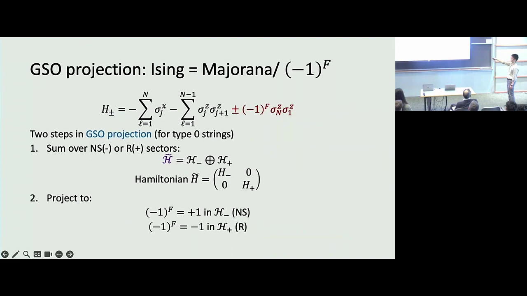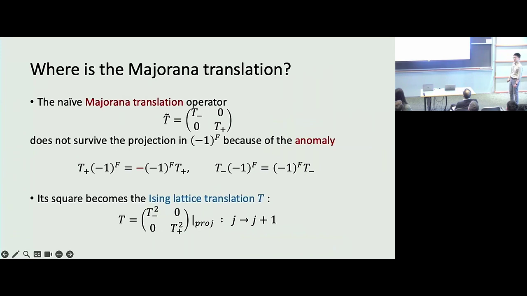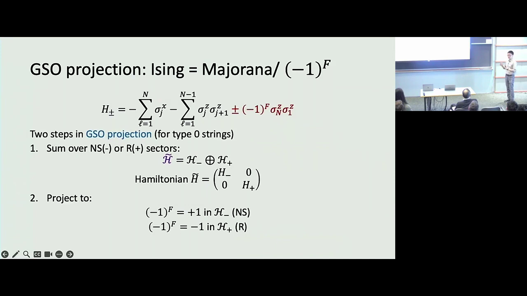If I'm in the Ramond sector, then I pick the plus sign here, but then I project to the (-1)^F = -1 sector, so this whole thing is a minus 1, again agreeing with the rest of the term. So after the GSO projection, we recover the critical Ising model on the nose. Okay, so that's just a quick overview of how you obtain the Ising model globally from the Majorana fermion system.